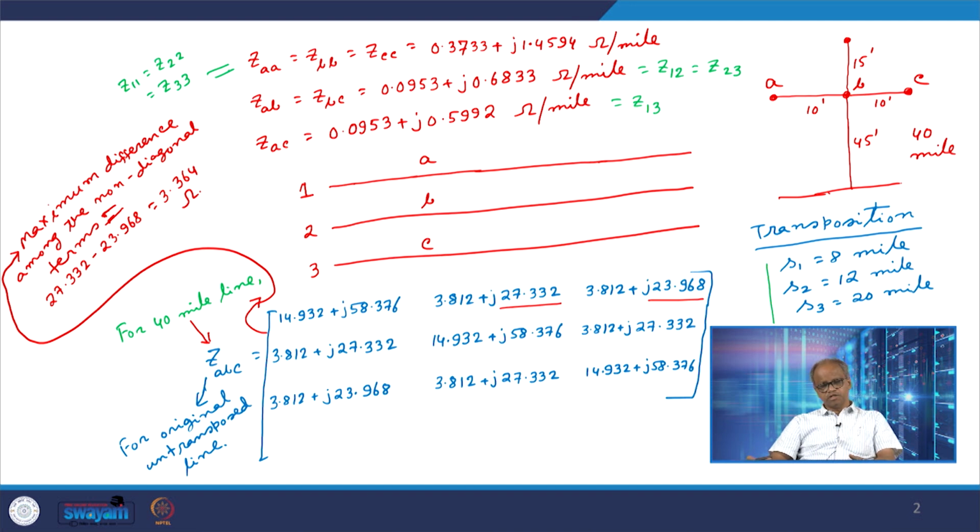that transposition helps us to improve balanced operation, or rather this action of transposition actually helps us to operate the transmission line in a more and more balanced manner, right. So, this example should demonstrate this. With this example, we stop this lecture, and from the next lecture onwards, we will start looking into the other aspects of this topic. Thank you.